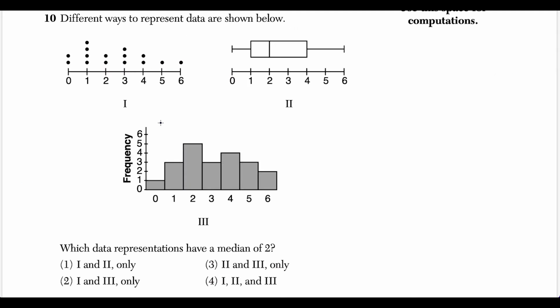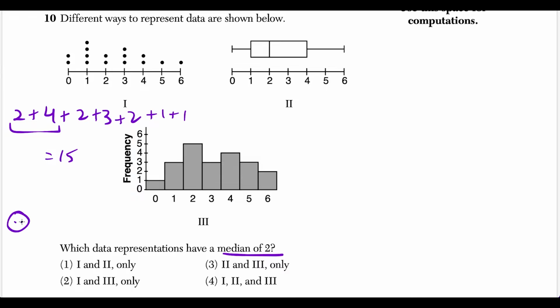Question 10, we have these 3 data representations. We want to know which ones have a median of 2. Now for representation 1 here, what you could do to speed things up is count how many pieces of data there are. At 0, we have 2 pieces of data, then we have 4, and then another 2, another 3, another 2 entries here, and then we have 1 and 1. In total, adding this up in your head, this is 6, plus 2 is 8, then 11, then 13, 14, 15. So this is equal to 15 pieces of data.